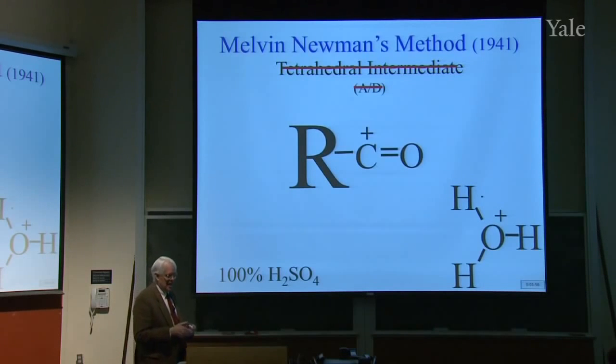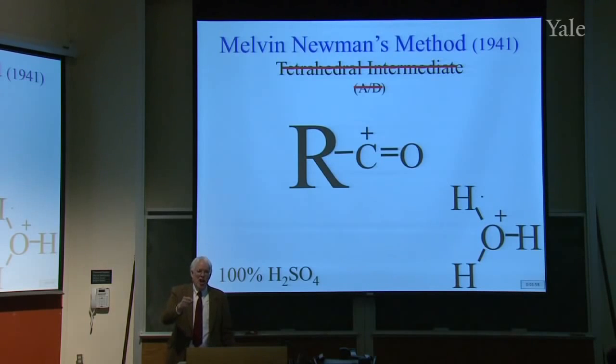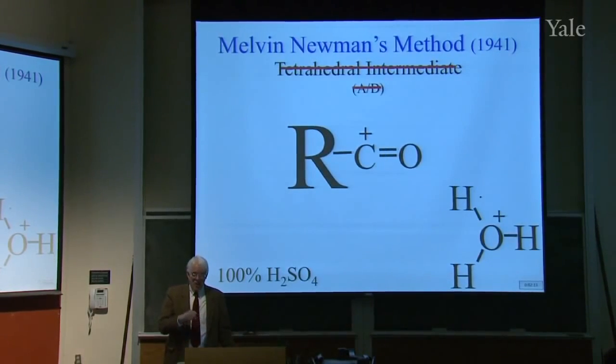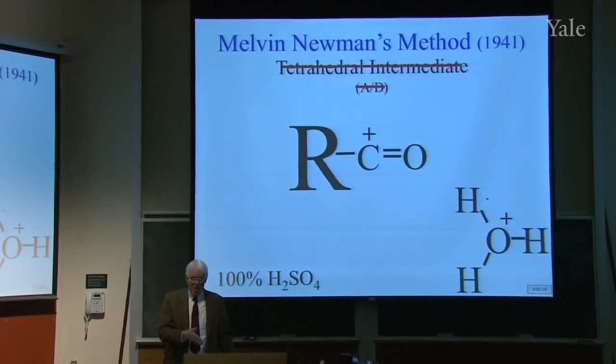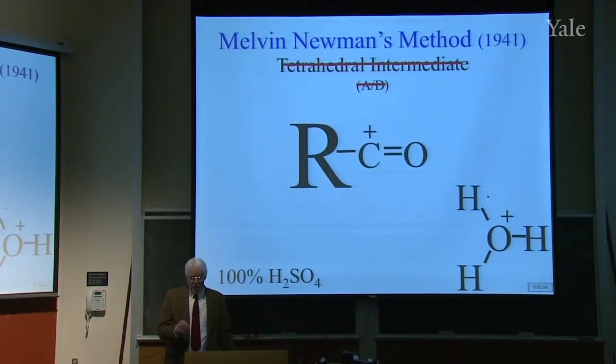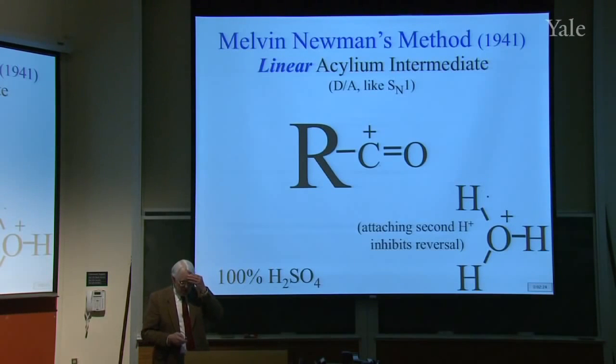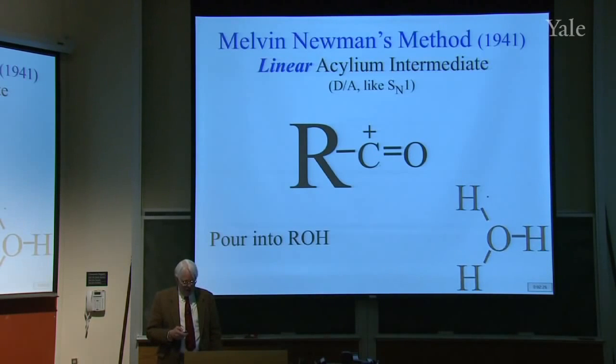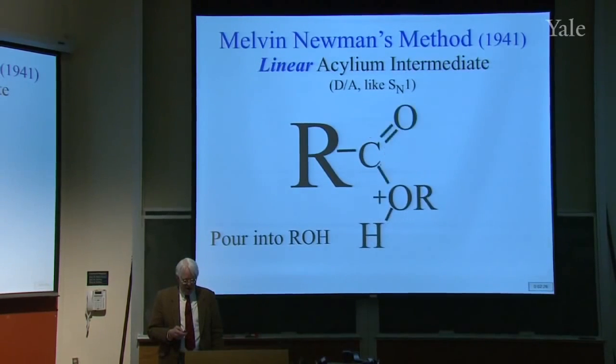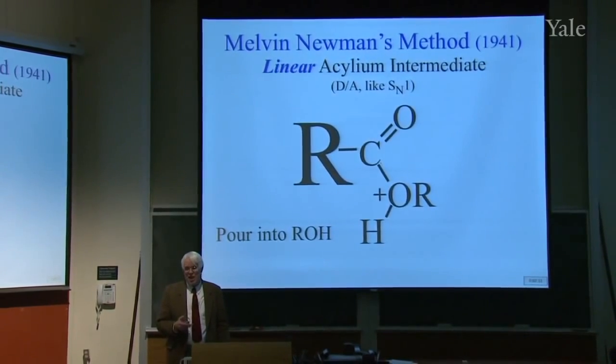And now what he does is take this concentrated sulfuric acid and pour it carefully into water, or pardon me, into alcohol, right? So as he pours it into alcohol, it's no longer concentrated sulfuric acid, right? So you won't be able to make these things anymore. But alcohol rather than water is the thing that will get the carbon, right? So then that inhibits the reversal, as we just said, and you pour it into ROH, and now the OR traps it, and you'll lose a proton, and you've made the ester.